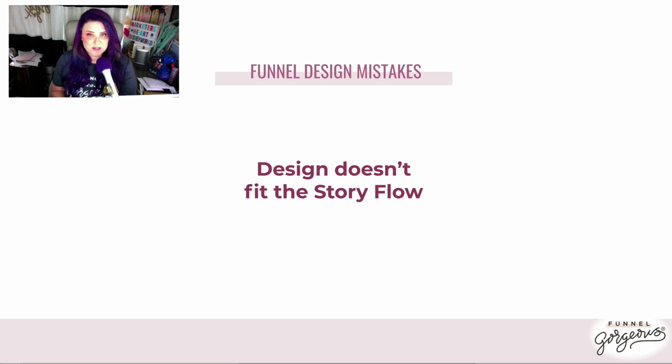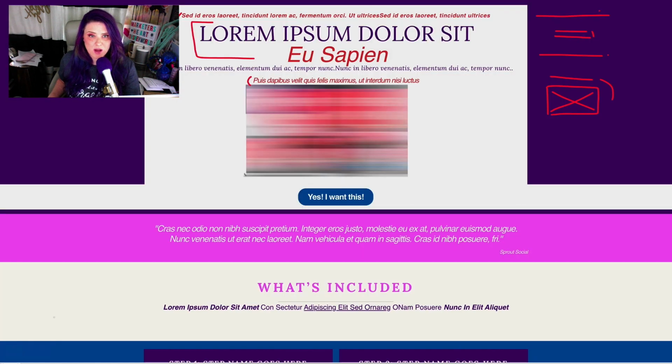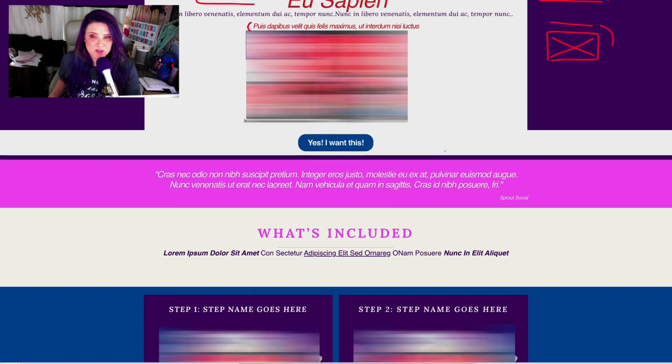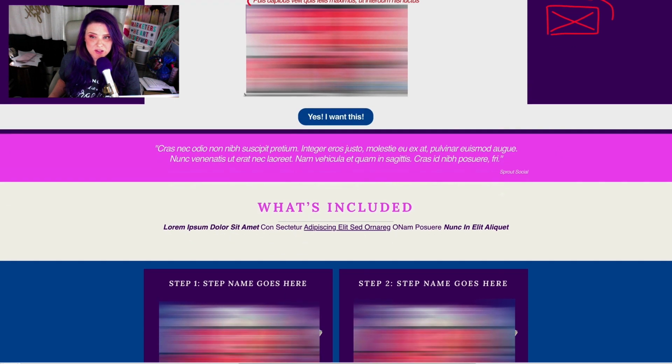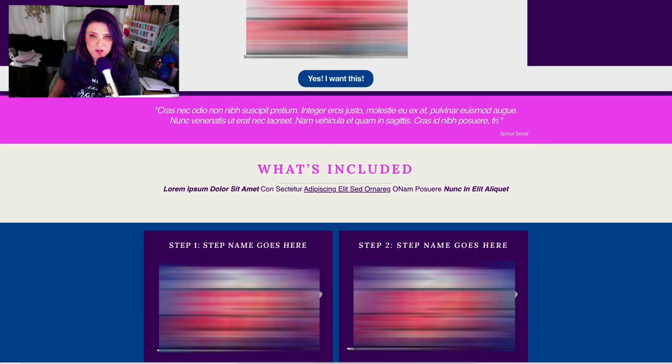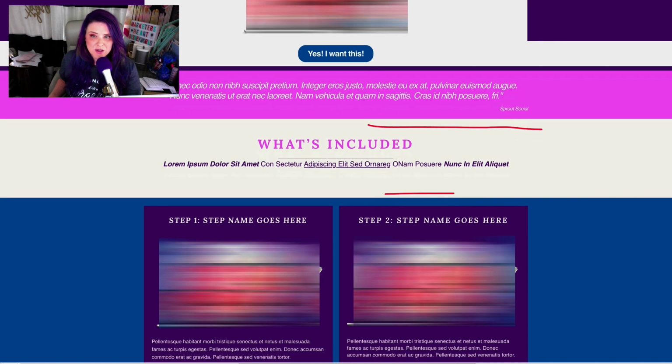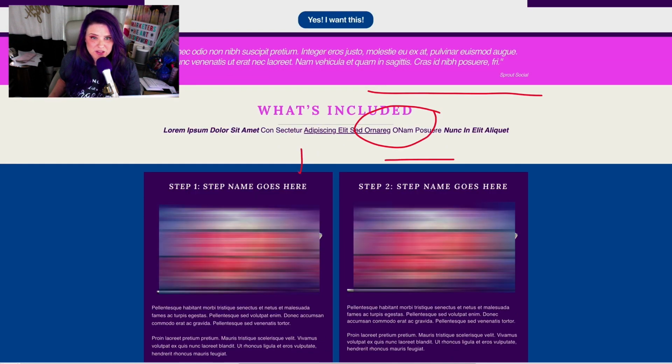Okay, so funnel design mistake number 2 is that the design doesn't fit the story flow. This is one of those things that will happen when things sort of just are floating around or they don't seem to go together. Here's a really good example of that. Right here, we're explaining what's included, what's inside the package, but there are some divider lines, basically with the colors, from here and here. So it's almost like the information is right here, but really we're actually talking about this information here. So it's really disconnected.